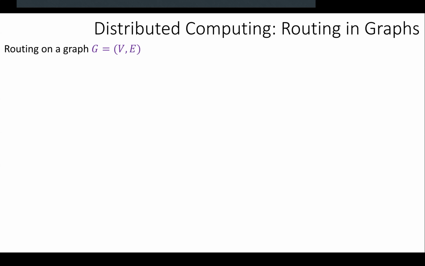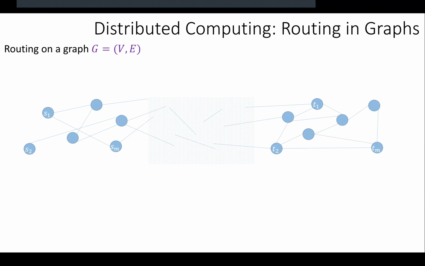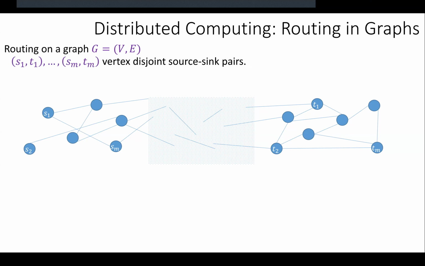We have a graph. I'm going to call it a routing graph, with vertices and edges. And also I have a collection of source-target pairs: S1, T1, up to Sn, Tn. You should think of n as being linear in the number of vertices. So what do I mean by source-target pairs? I mean that each one of the Si wants to send some message to Ti. They want to report everything.